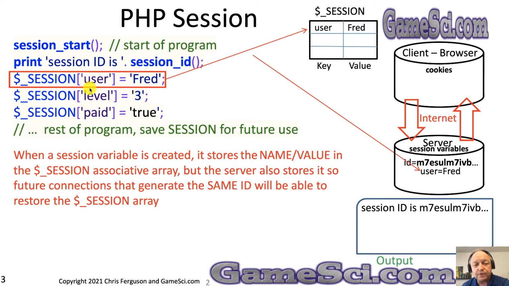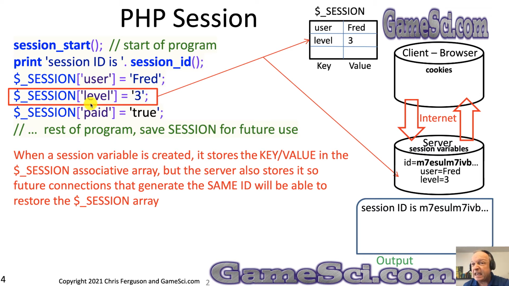$_SESSION, the key of user, equals the value Fred. When a session variable is created, it stores the name value in the $_SESSION associative array. But the server also stores it, so in future connections that generate the same ID, we will be able to restore the $_SESSION array. Clearly this is stored in local memory, our $_SESSION. But it is also stored on the server with the ID for that session.